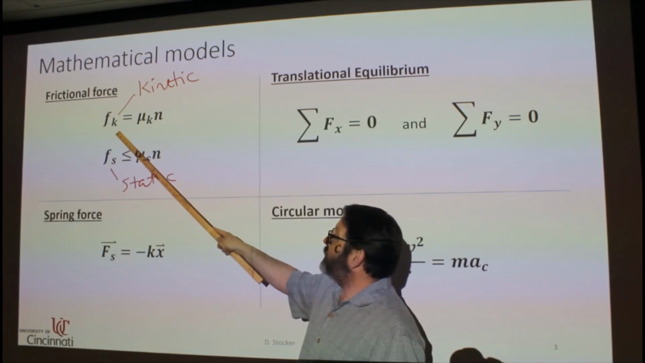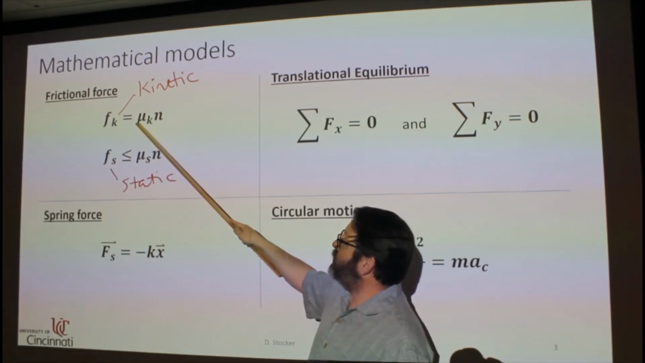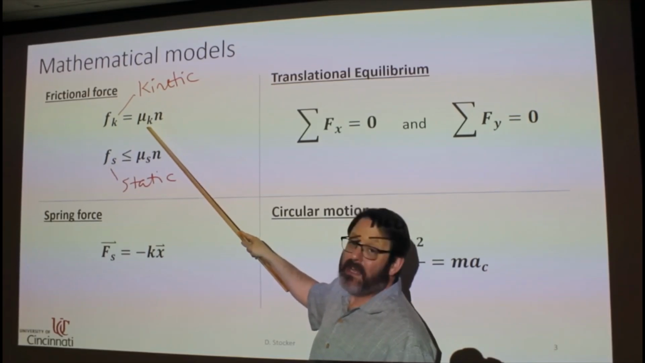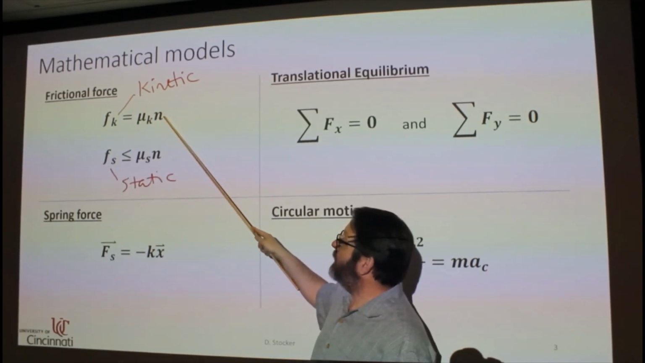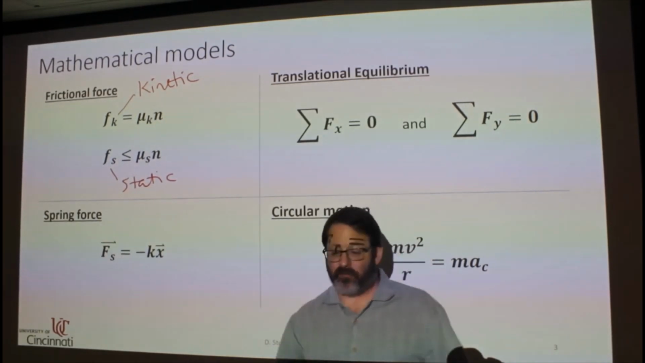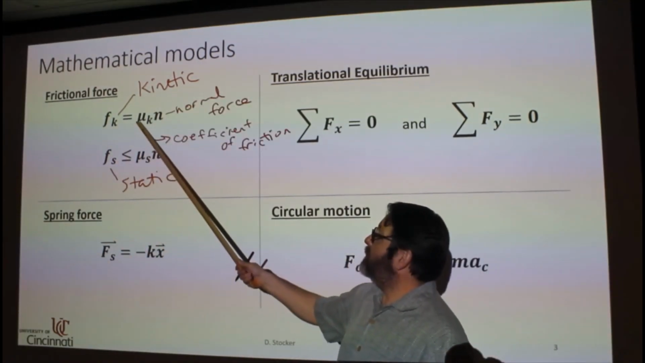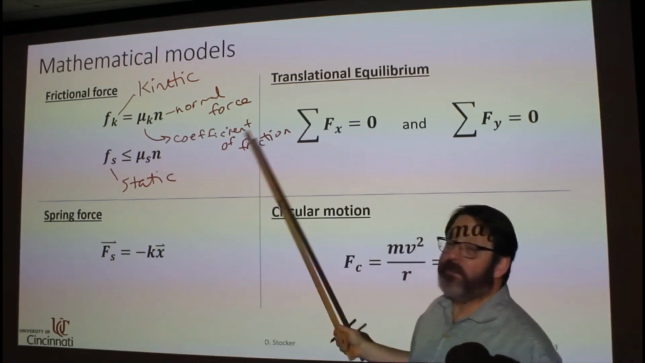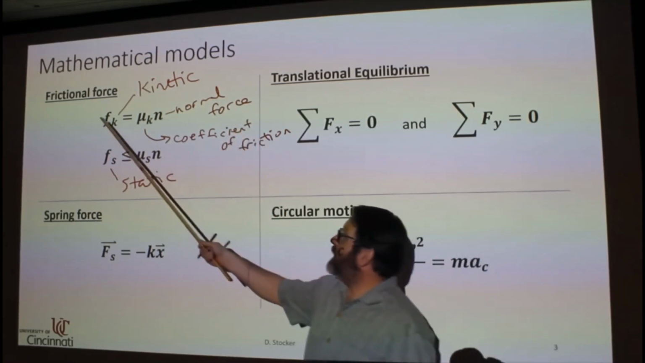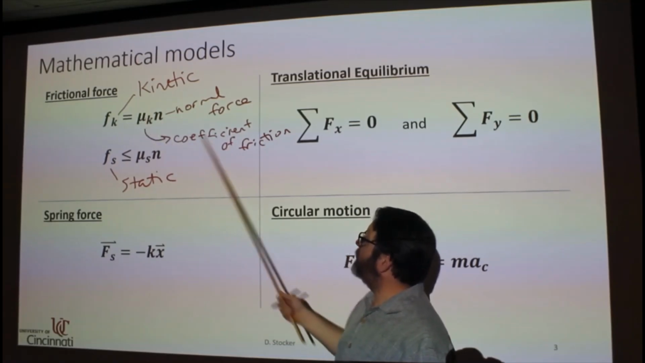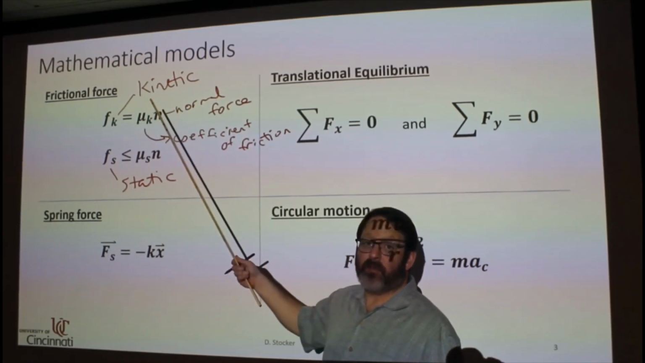So the kinetic force of friction is mu, this lowercase Greek letter mu, sub k, k again for kinetic, and then N. N is the normal force. This mu is the coefficient of friction. So the kinetic frictional force is the kinetic coefficient of friction times the normal force.